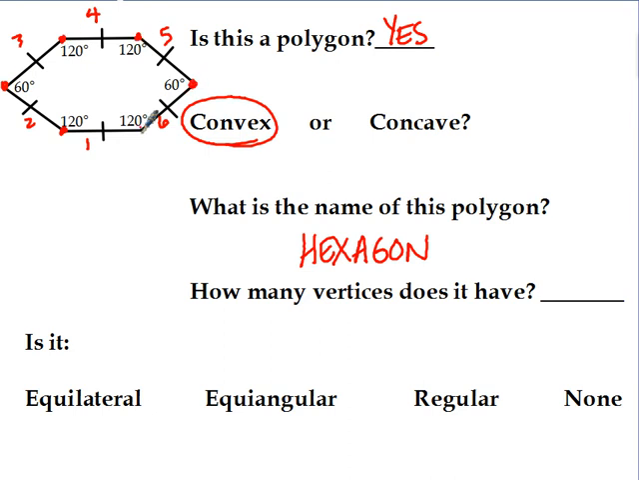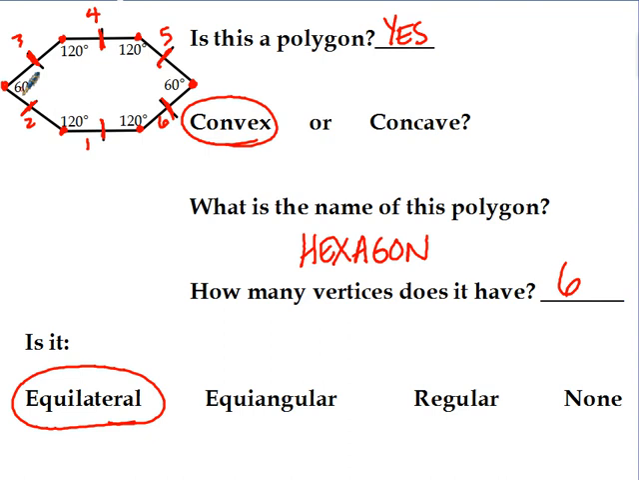And finally, the last question here. Equilateral means all the sides are the same. And I can see that, yes, these markings here tell me that every single side is equal, so it is equilateral. Is it equiangular? No. I can see I have 4 that are equal to 120, but 2 are only equal to 60. So no, it's not equiangular. So it can't be regular, so it's just equilateral.